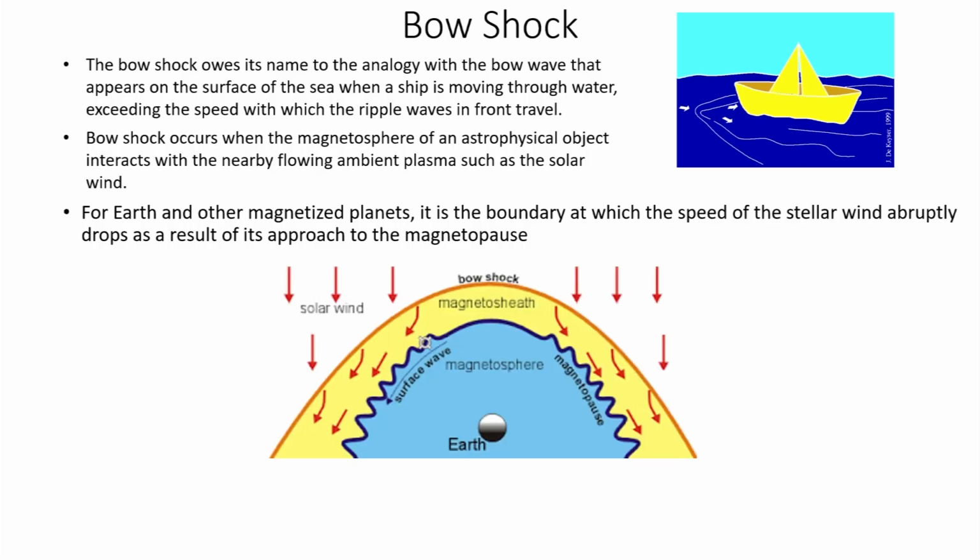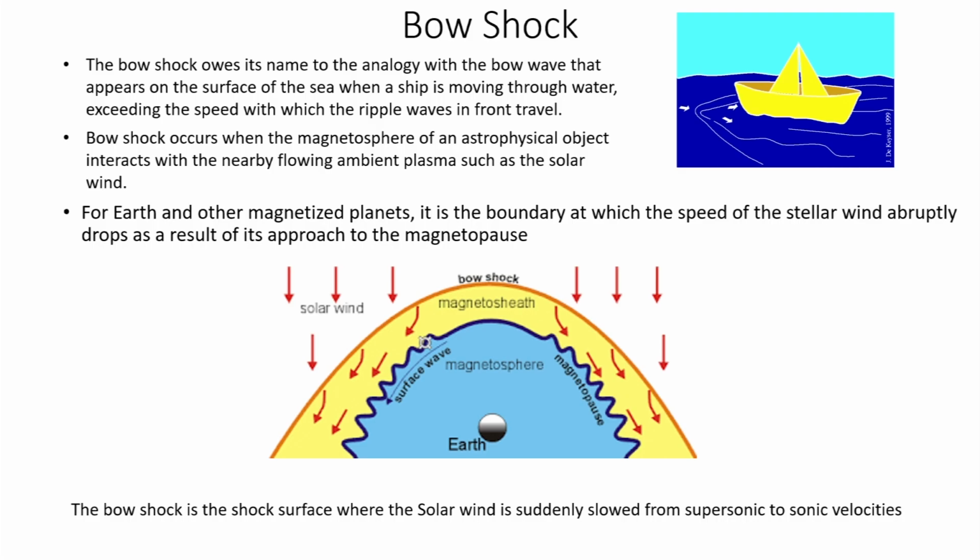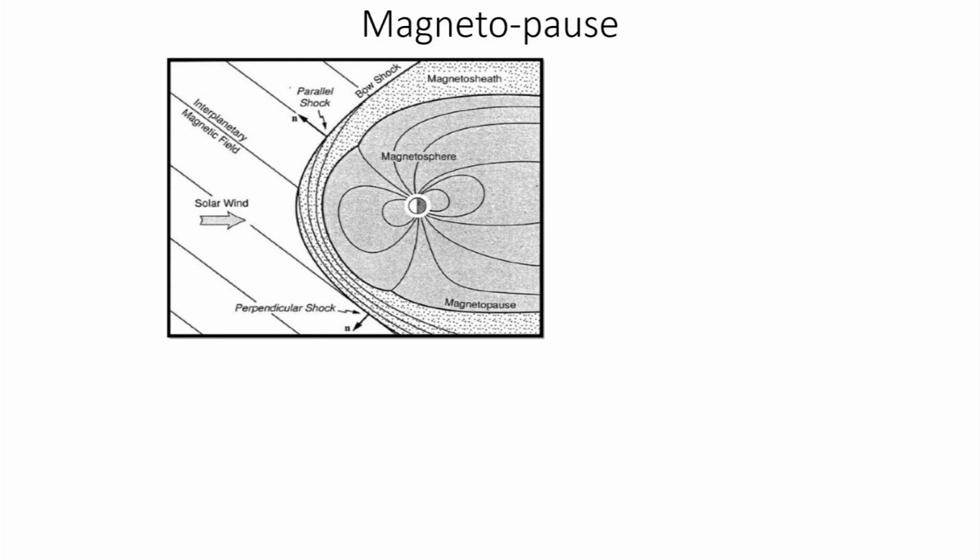So, this illustration shows how the solar wind is moving. A bow shock is formed like that, and the solar wind is deflected; it cannot enter the magnetosphere. So, it is shielded by the magnetopause or magnetosheath. The bow shock is the shock surface where the solar wind is suddenly slowed down from supersonic to sonic velocities. I already said what a magnetopause is.